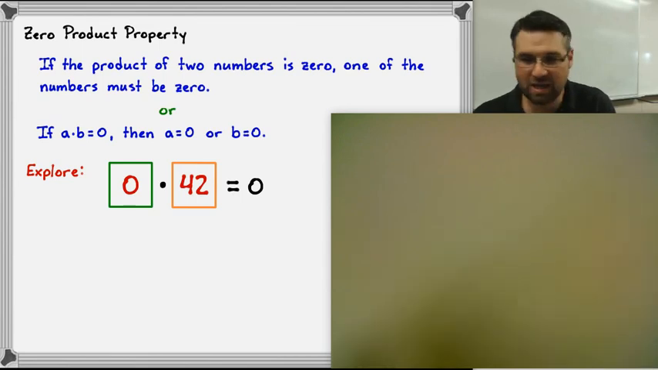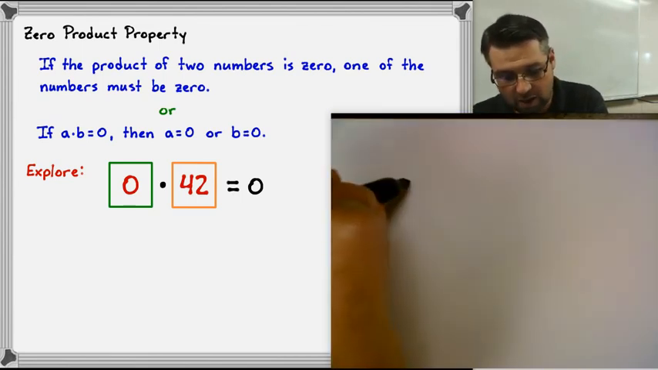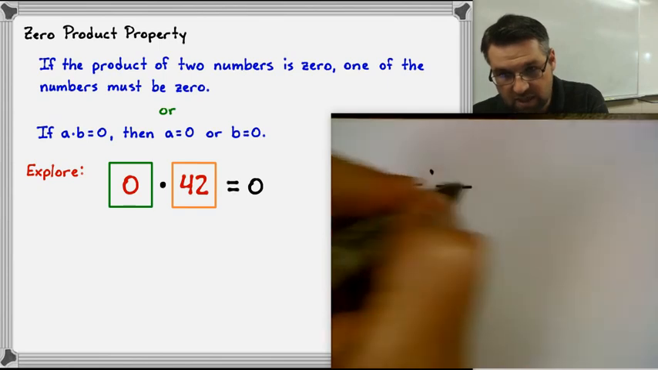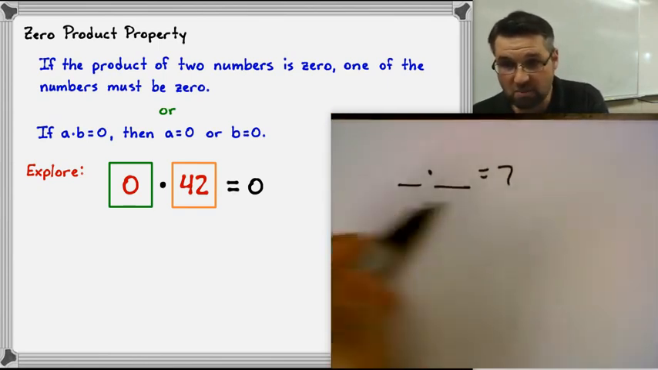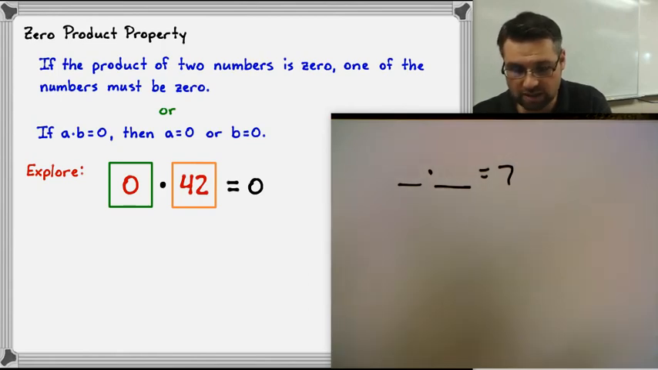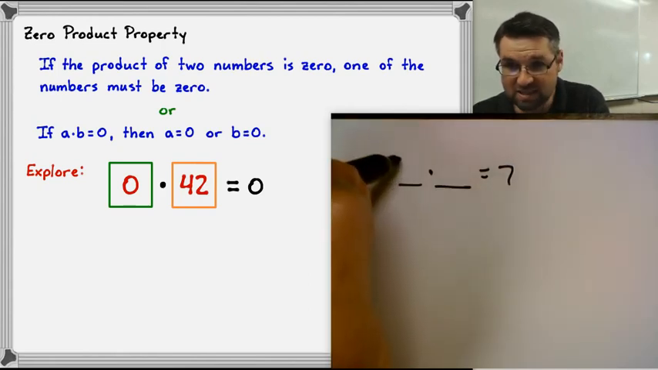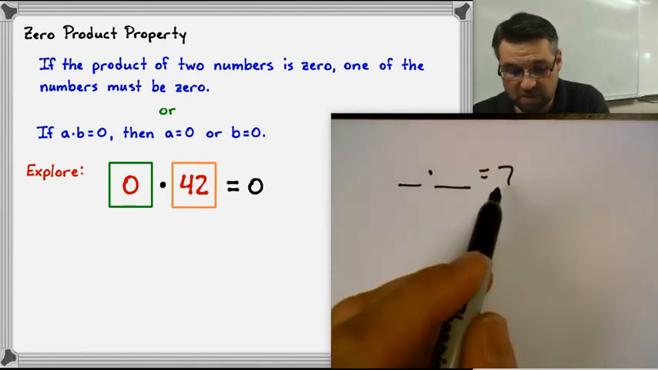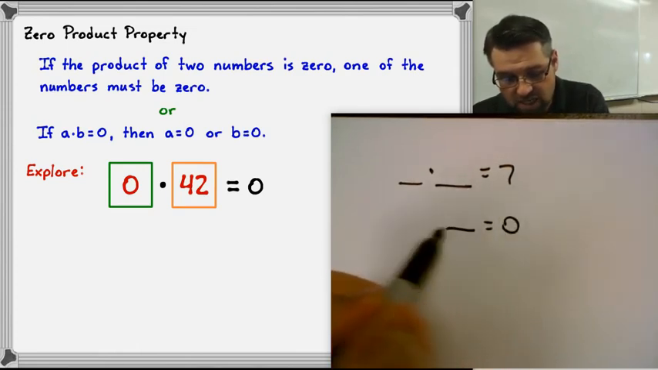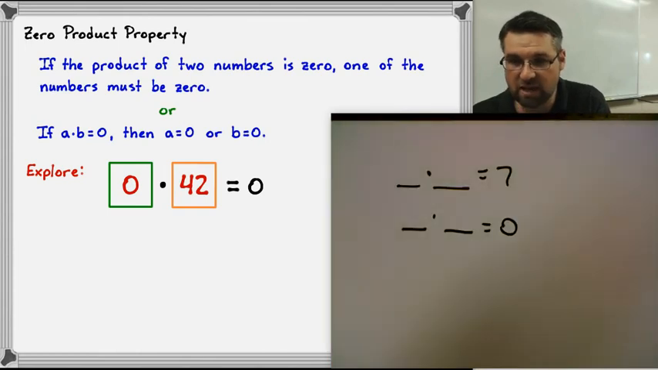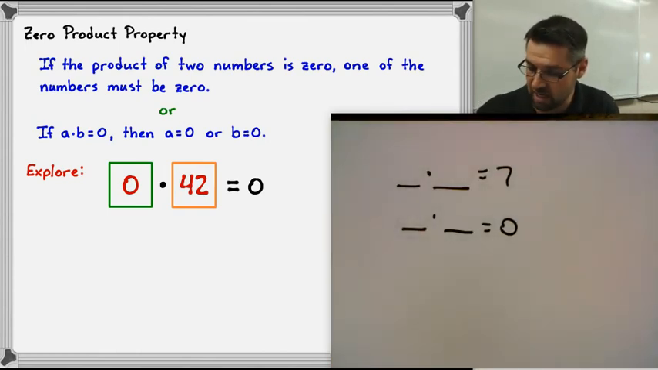That doesn't work in everything in life. We can't say a number times a number equals 7, so that means one of the numbers is 7? No, that's not true. One of the numbers doesn't have to be 7 just because the product is 7. But 0 is very unique. If I multiply two numbers together and the result is 0, one of the numbers has to be 0.